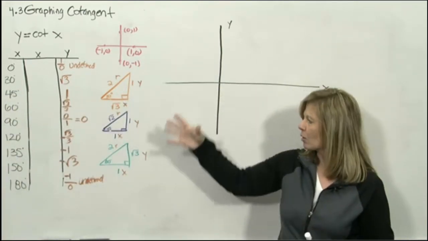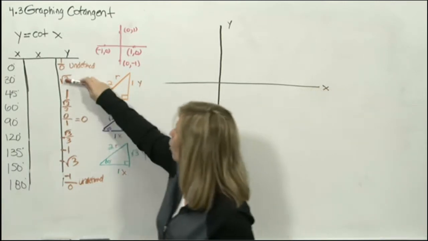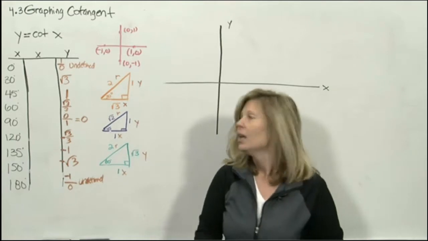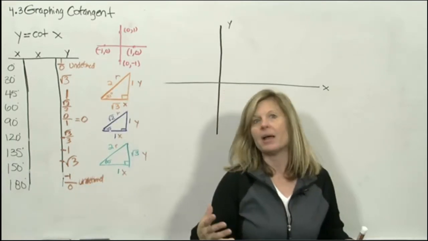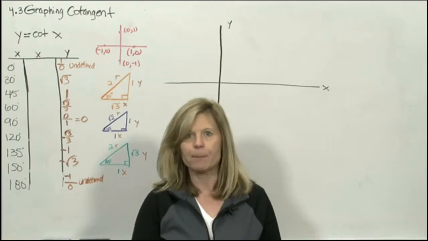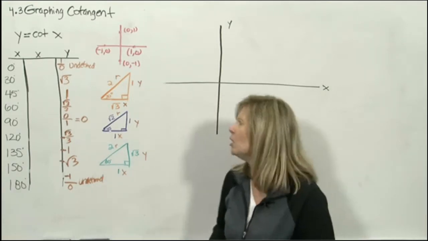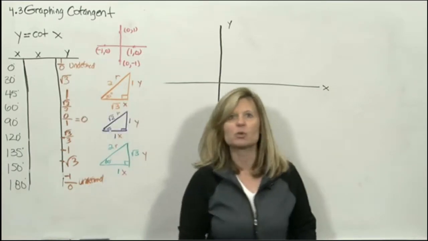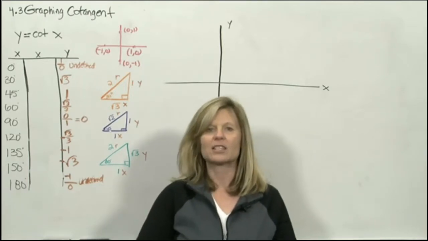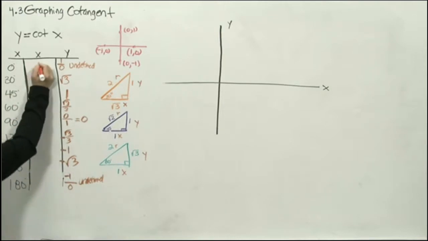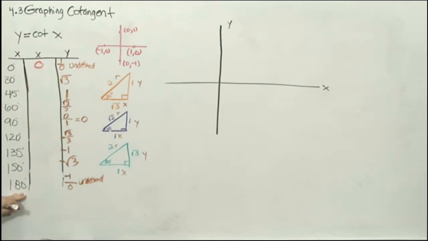Now that we have our t-table filled in, we can see we have 1, 2, 3, 4, 5, 6, 7 ordered pairs. Remember, the undefined does not make an ordered pair. Undefined means you have no y value, and you can't plot a point without having a y value. So just like with tangent, cotangent has 2 undefined values, which means there's going to be 2 vertical asymptotes in your picture. And they are going to be at 0 degrees, or 0 radians, and 180 degrees, which is pi in radians.